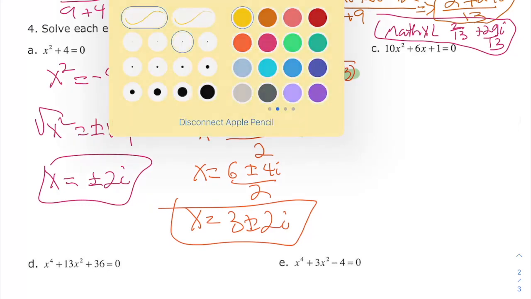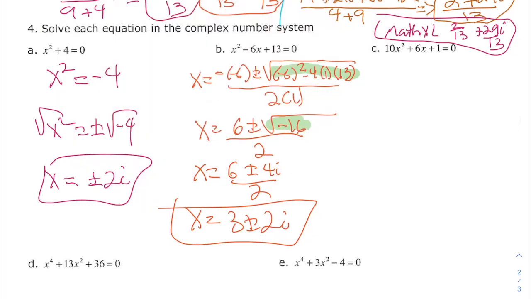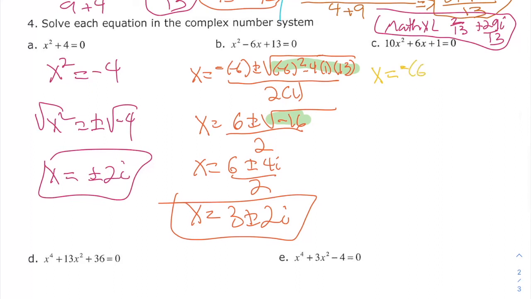Okay, so similarly on this problem here, again, you could try factoring it, but it's not going to work. So now you have to use the quadratic formula. So x is equal to the opposite of 6 plus or minus the square root of 6 squared minus 4 times a times c, all over 2a.